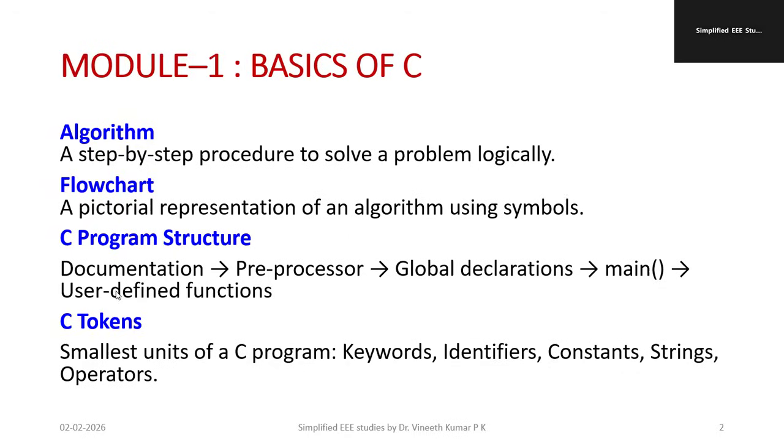C programming structure is very important. So we have documentation, followed by preprocessor directive, later global declaration. In that you have to mention the global variable. Then under the main function, you are supposed to mention the entire program. So you have to declare the local variable. Ultimately, you can add the user defined function also. This is the basic structure of C programming.